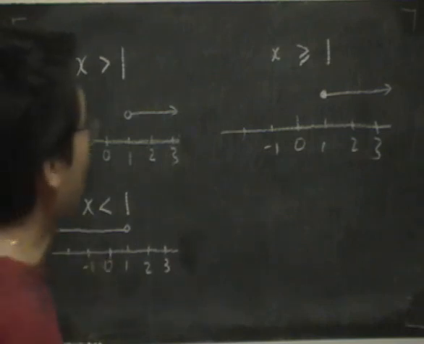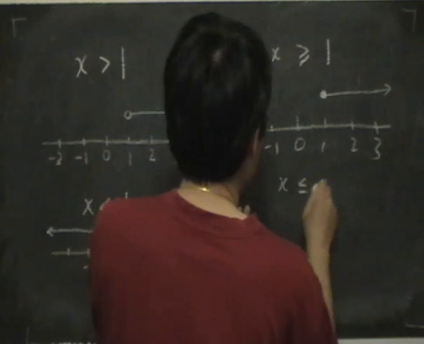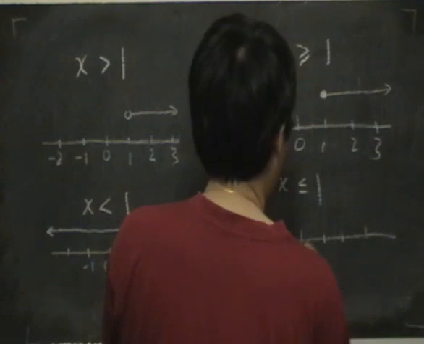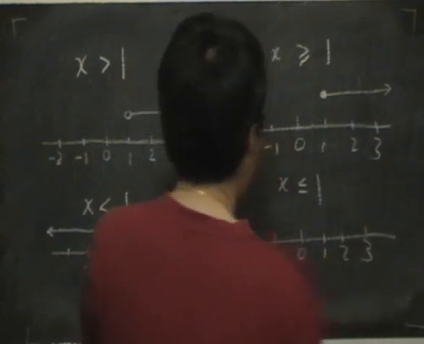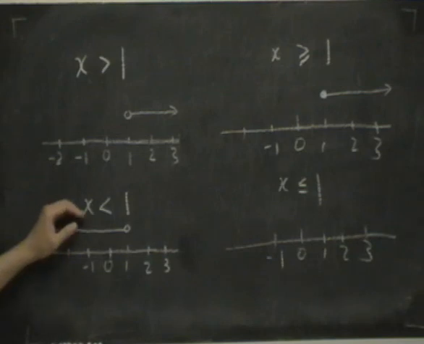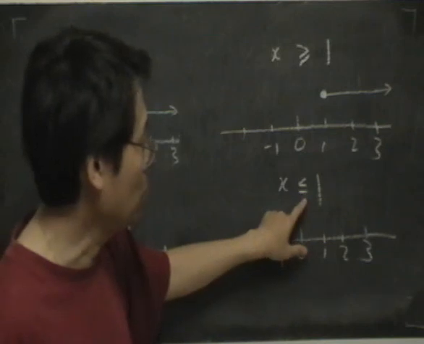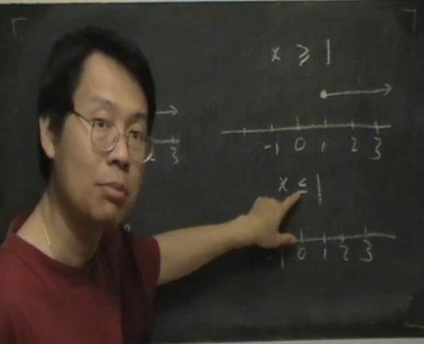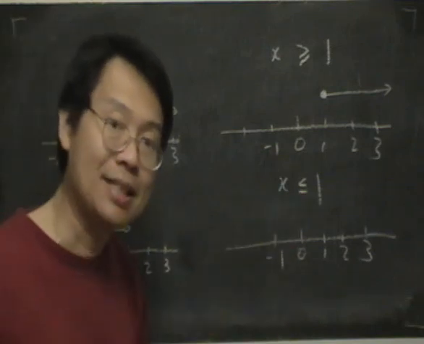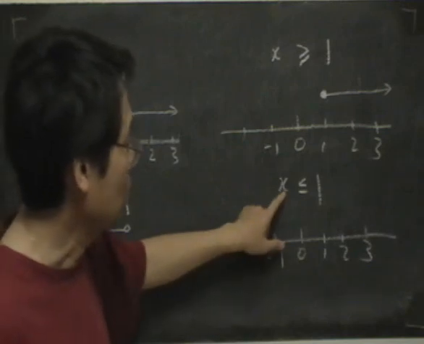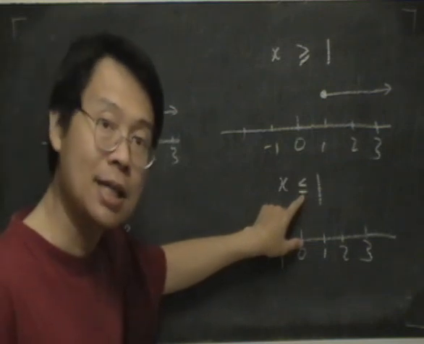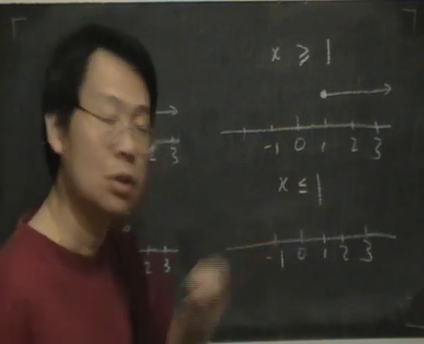Alright, and likewise if I have x is less than or equal to 1, it's like that. So that is x is less than 1, and this symbol here with a less than sign and an additional line below it is called less than or equal to. So we read this as x is a number that is less than or equal to 1.